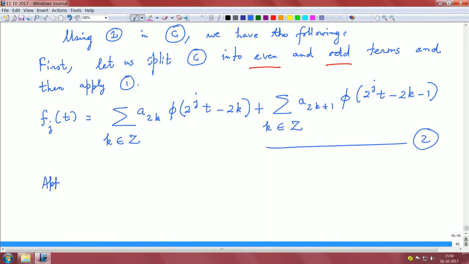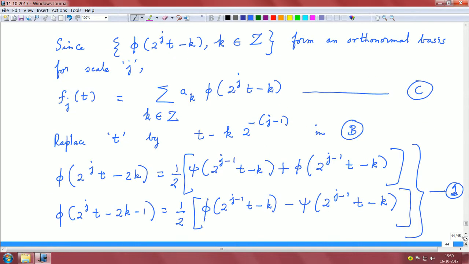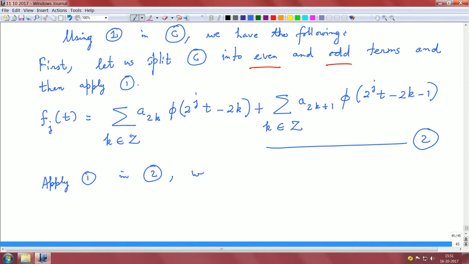So, we apply 1 in 2. So, what is 1? Just if you want to recall, 1 is this equation which connects the phi function at a scale j, time translated by 2k and 2k minus 1, odd and even translates, linking with the scaling function and the wavelet in a lower scale j minus 1, right. So, that is what we do here. So, we plug in 1 in 2, right. So, applying 1 in 2, we have the following.